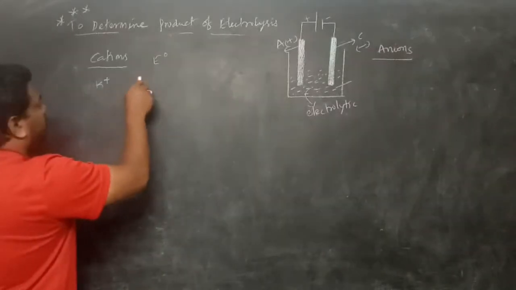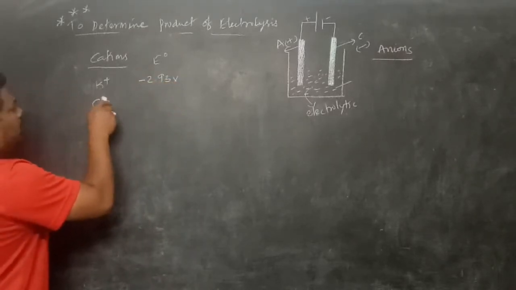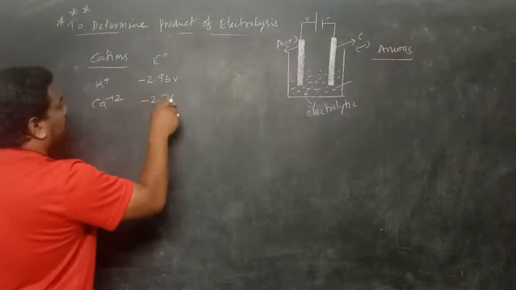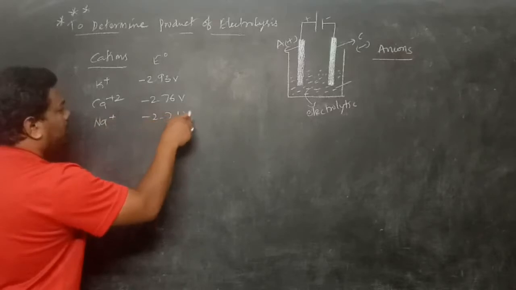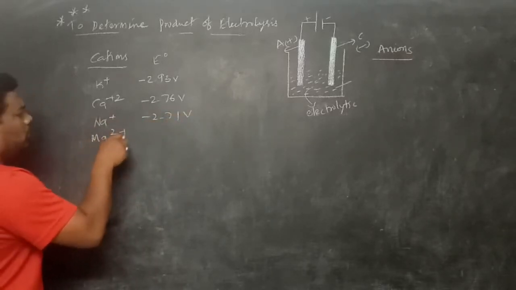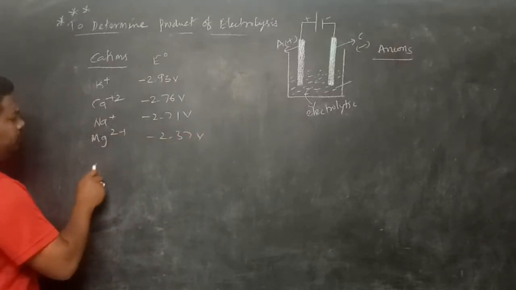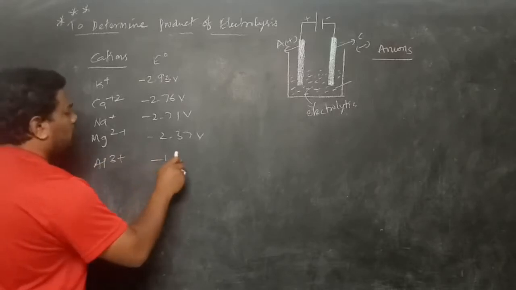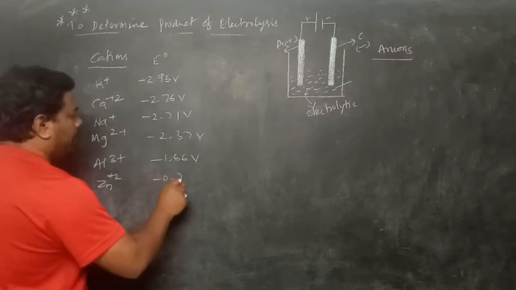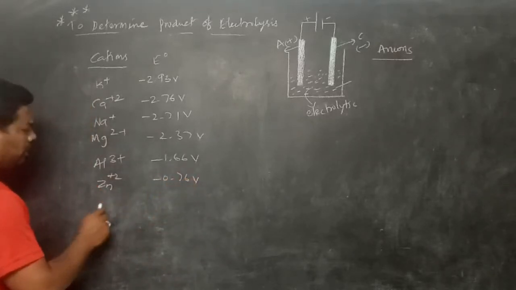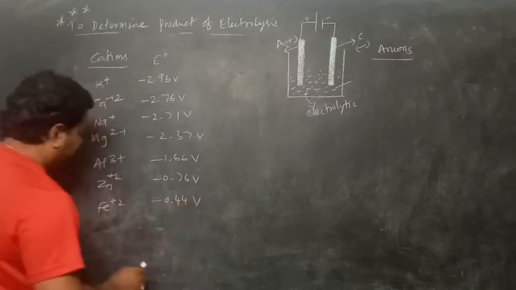Before we discuss, here we have some standard reduction potential values. The first is minus 2.93 volts. Then Ca2+ is minus 2.76 volts, Na+ minus 2.71 volts, Mg2+ minus 2.37 volts, Al3+ minus 1.66 volts, Zn2+ minus 0.76 volts, then Fe2+ minus 0.44 volts.